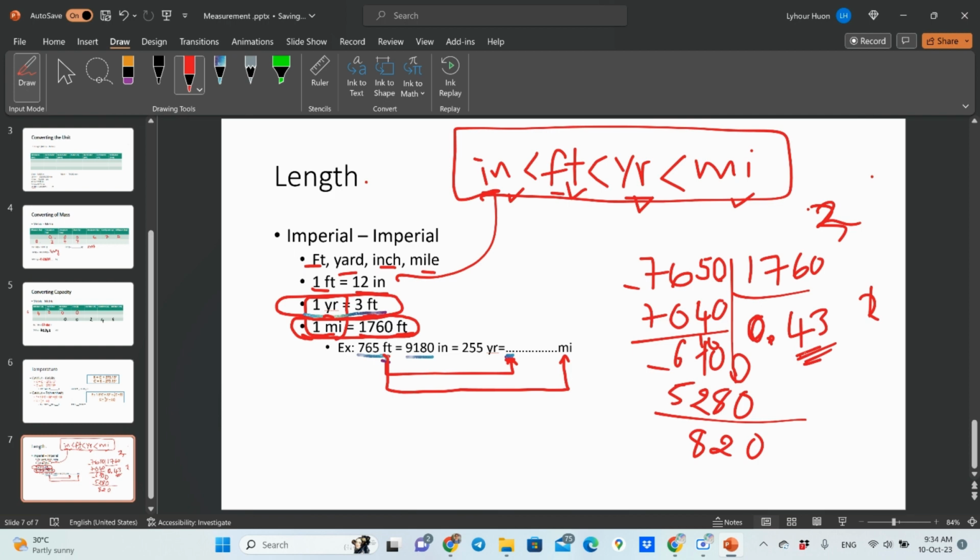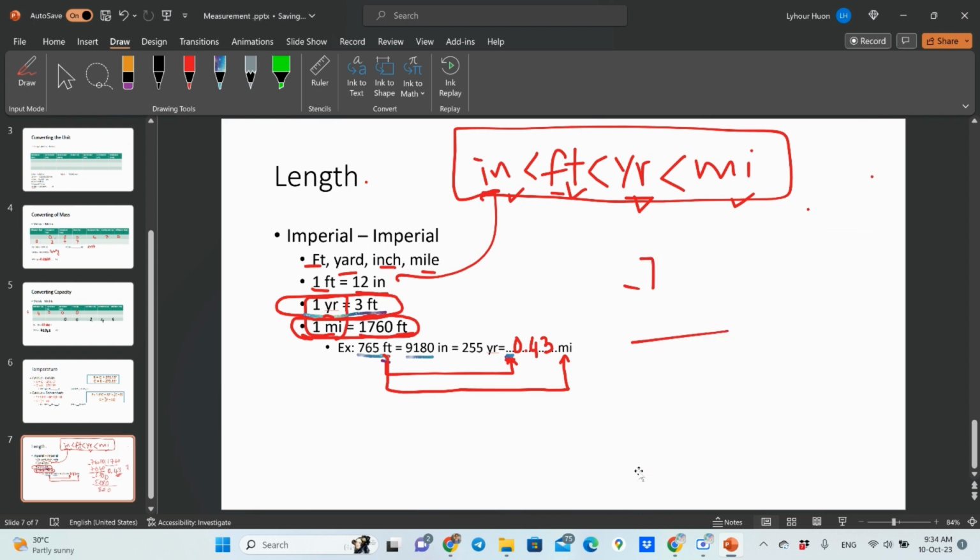So it's 0.40, 0.43. 0.43 miles. All right, so now we know how to convert this.